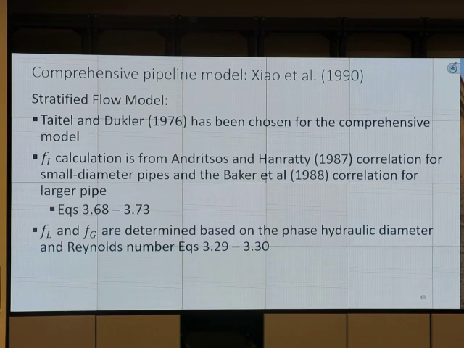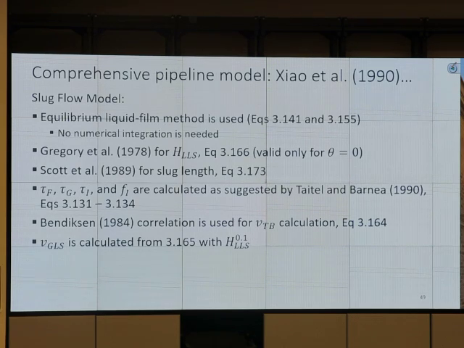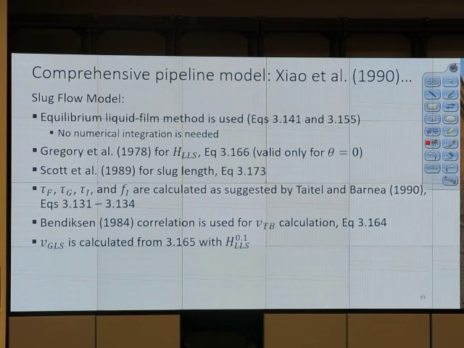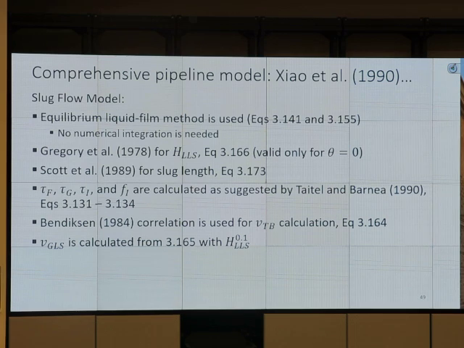That's for stratified flow. For slug flow, Xiao et al. use the equilibrium liquid film method. No numerical integration is needed. It is a simplified method. Look, it's 1990. Do you want them to solve RK4 every time? Nah, maybe that's too much. Gregory et al. is suggested for HLS.